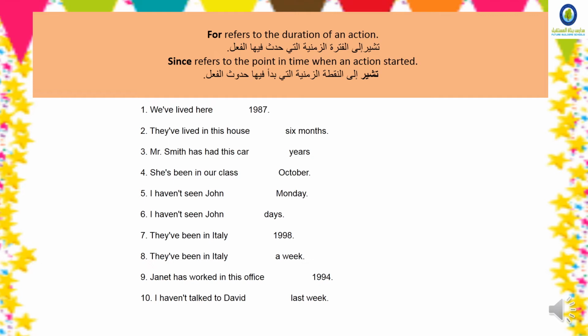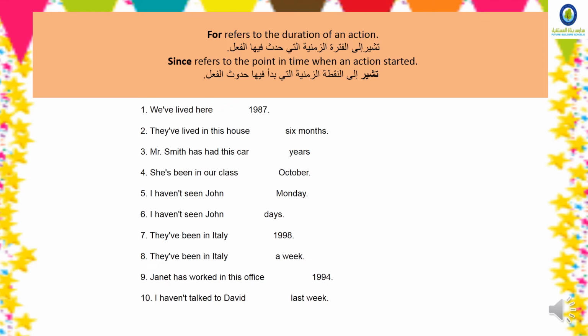Since refers to the point in time when an action started. تشير إلى النقطة الزمنية التي بدأ فيها حدوث الفعل. منذ in Arabic. منذ متى. For example, I have studied English since 1 o'clock. منذ الساعة 1. لكن بالمثال الأول قلنا for 3 hours لمدة 3 ساعات. So النقطة اللي بدأ فيها الفعل رح نستخدم since.